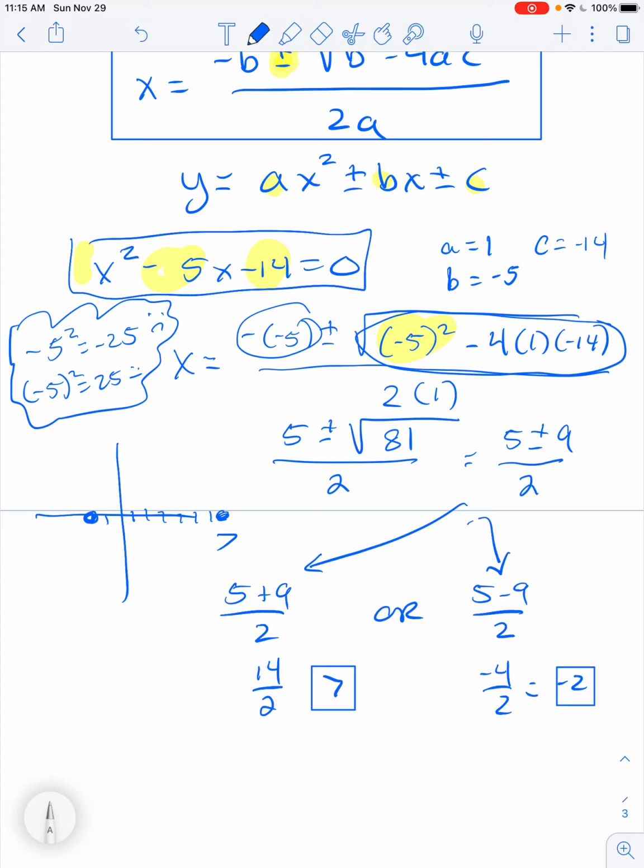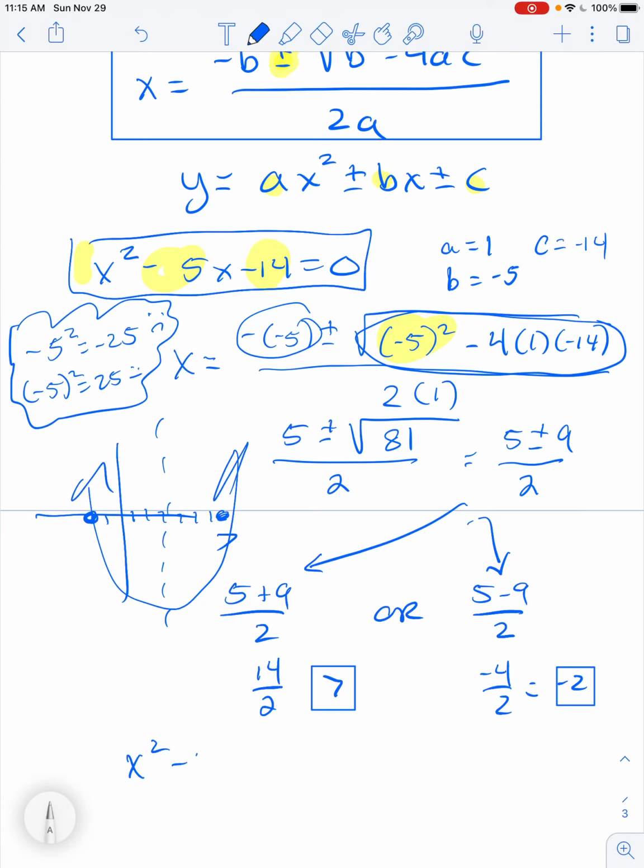Then I could still find my vertex. My axis of symmetry is going to go right down the middle. It's a positive square. It's going to open up, all that good stuff. But right now I'm focusing on that. Now, that was a lot of work because this one actually could have been factored.